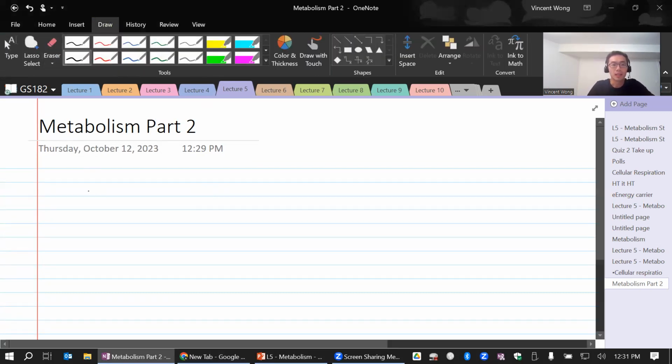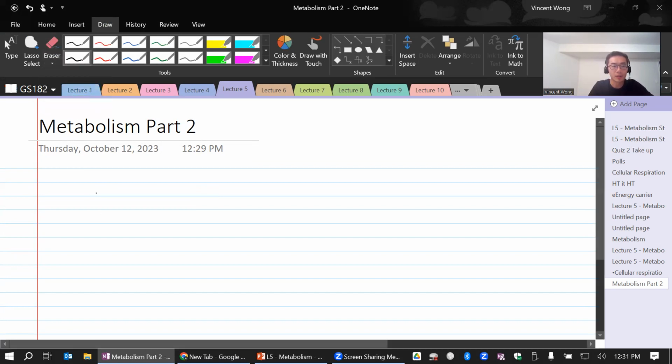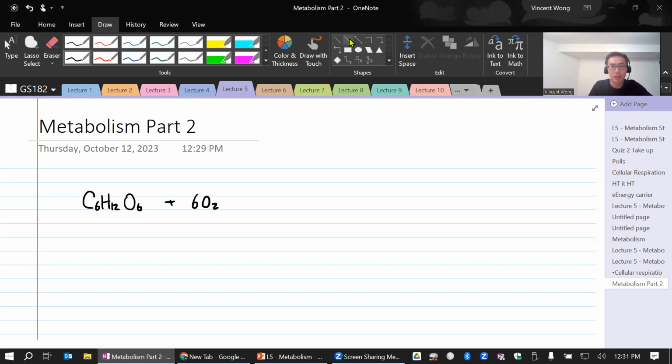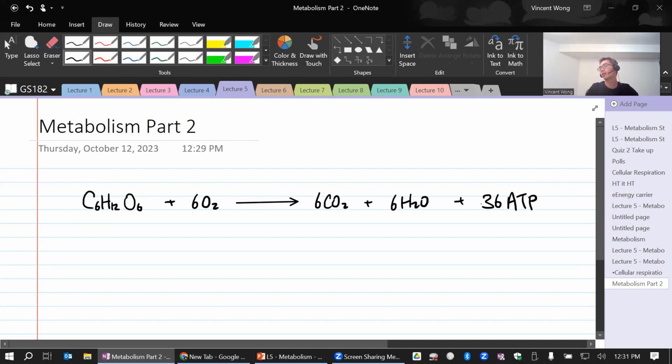So far, we know that cellular respiration is once again C6H12O6, and we will react it with 6 oxygen, and that will get converted into 6 carbon dioxide plus 6 water, and we will produce 36 ATP molecules. That's the main reaction, right?